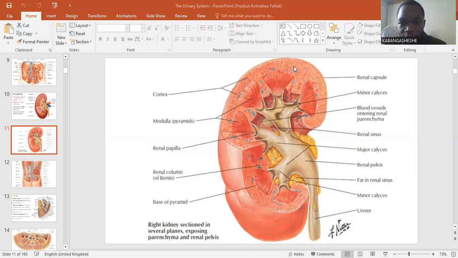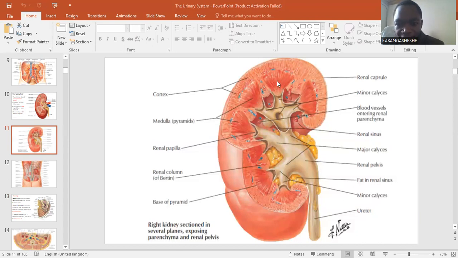Now, the renal cortex occupies the peripheral areas. At the same time, the renal cortex dips into the parenchyma of the organ and therefore splits the medulla, which is this part, which is dark in appearance. So we have this as a cortex. Then the portion of the cortex that dips into the gland is what we call the renal columns. So the renal columns are part of the cortex.